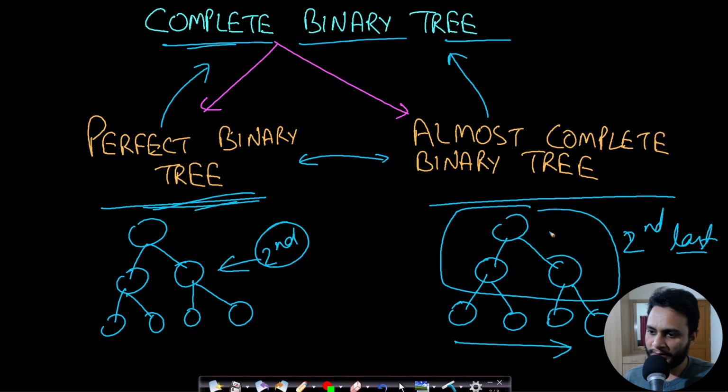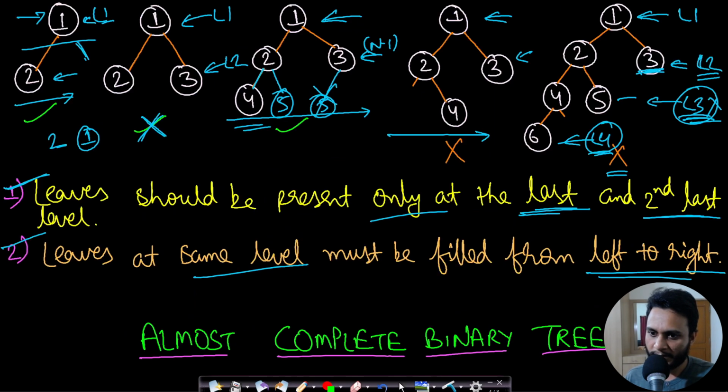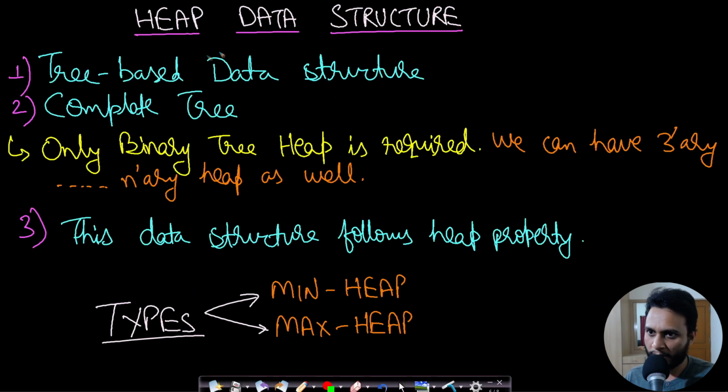If you are having a tree, then until this second last level, all the levels should be completely filled. At the last level, the node should be filled from left to right. That's it, okay. So I hope you understood this concept as well. Now once you have understood this, let us look at what a heap data structure really is. In this case, a heap data structure is a tree based data structure and it is a complete tree, okay. So a heap can be a binary tree or an n-ary heap as well, but n-ary heaps are not required. In this case, we will just be focusing on the binary tree.